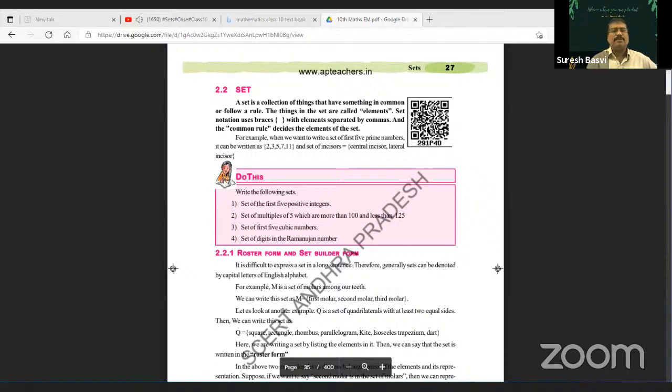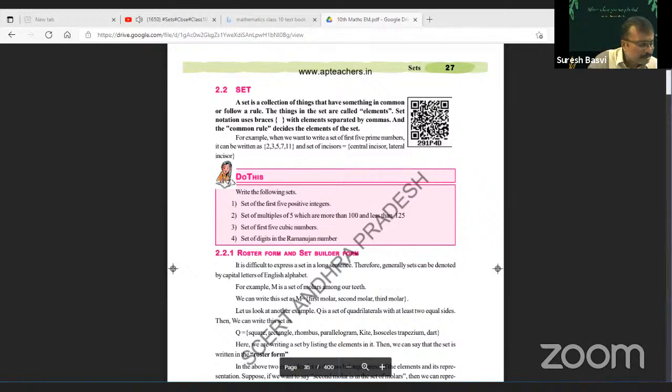So set up the first five positive integers. Do this, page number 27, first problem. So first 5 positive integers means nothing but 1, 2, 3, 4, 5. 0 is also an integer, but it is not a positive integer. That's it. Okay. Next.